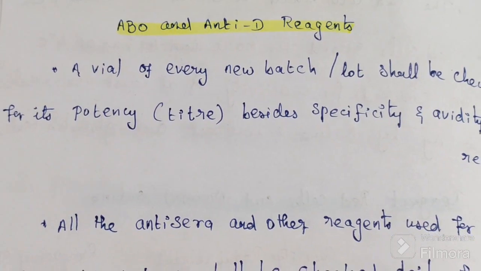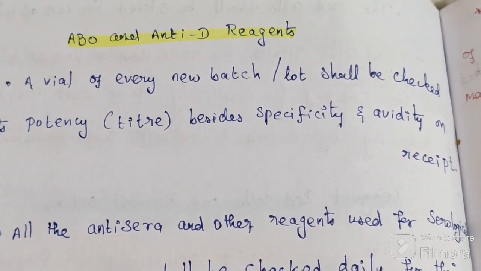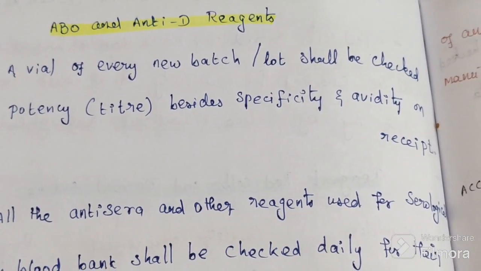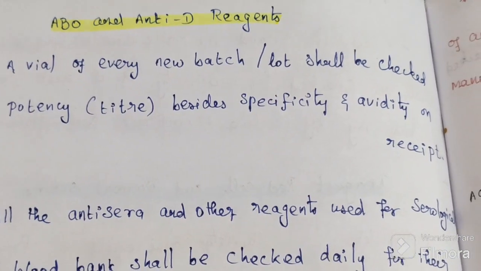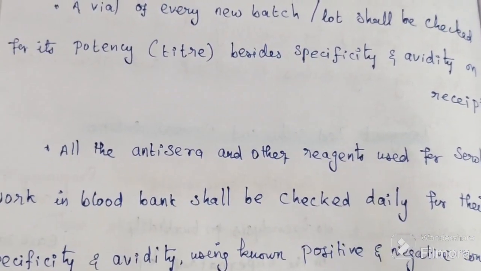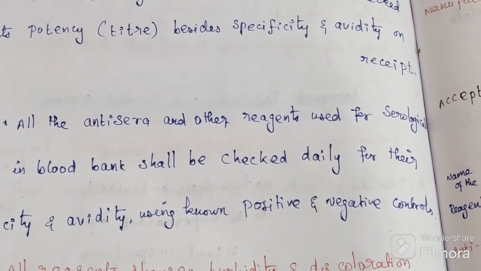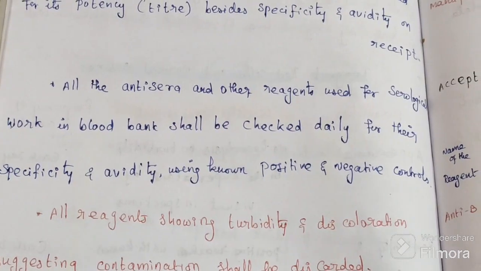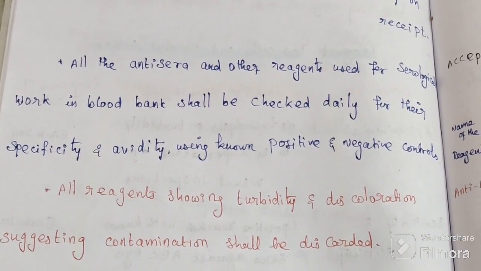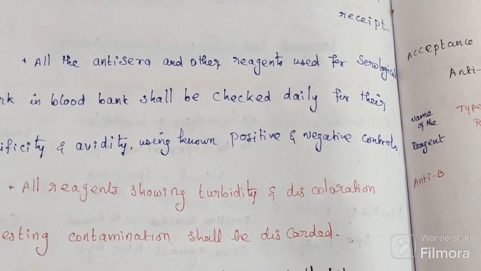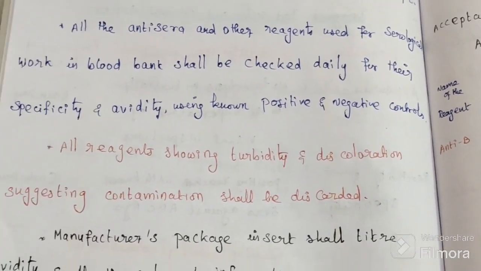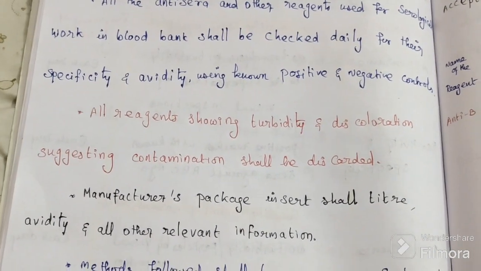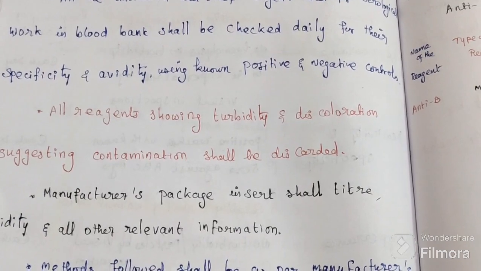ABO and anti-D reagent: a vial of every new batch is checked for potency, that is titer, specificity and avidity, on receipt. All the antisera and other reagents used for serological work in the blood bank are checked daily for their specificity and avidity using known positive and negative controls. All reagents showing turbidity, discoloration or contamination shall be discarded.